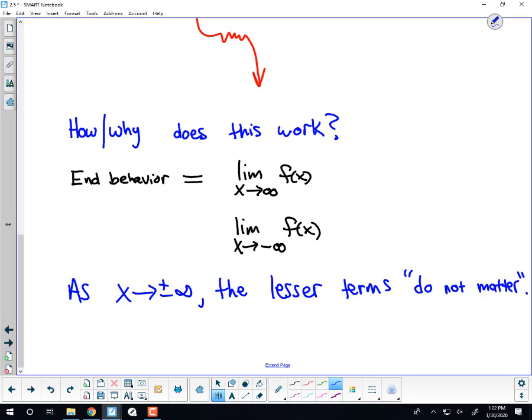You certainly wouldn't say, if somebody told you to evaluate that function at 0, you certainly wouldn't just use negative 3 times 0 to the fifth and say you're done, right? So in any other context, all of those terms matter. It's only in the context that x approaches infinity or negative infinity that they don't matter. So only in that context.